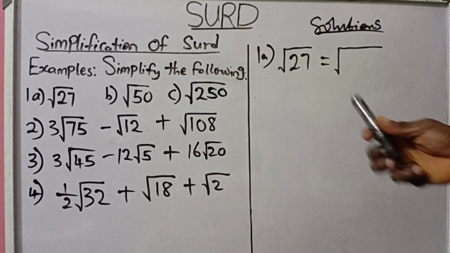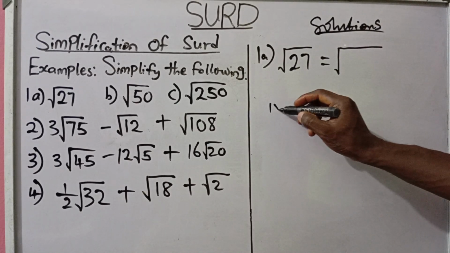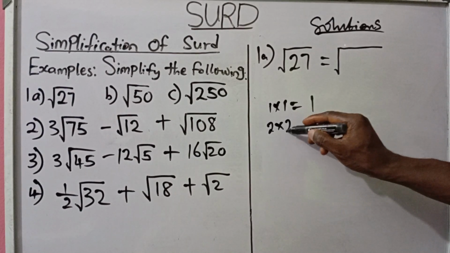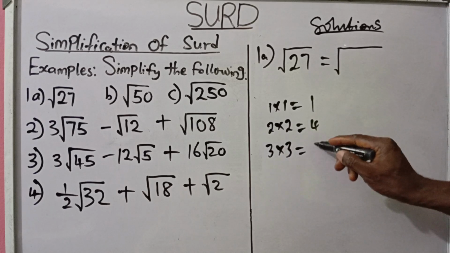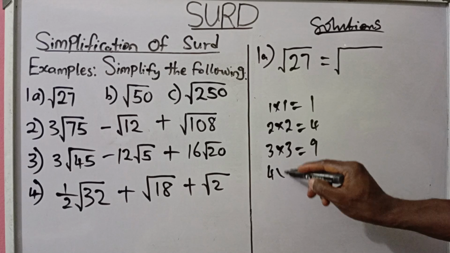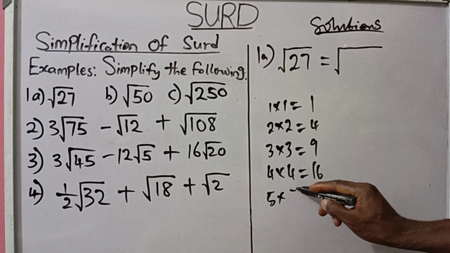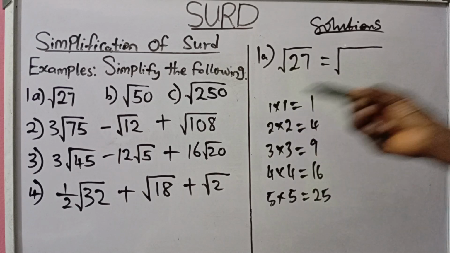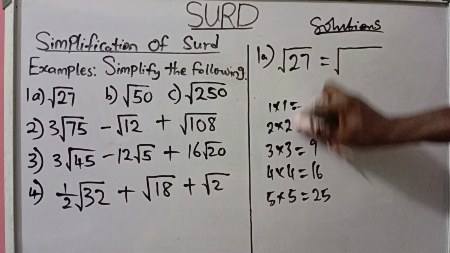How do we get a perfect square? When you multiply a number by itself, it will give you a perfect square. For example, 1 multiplied by 1 is 1. 1 is a perfect square. 2 multiplied by 2 is 4. 4 is a perfect square. 3 multiplied by 3 is 9. 9 is a perfect square. 4 multiplied by 4 is 16. 16 is a perfect square. 5 multiplied by 5 is equal to 25. So any number that appears here, when you multiply a number by itself, is known as what? A perfect square. So such can be determined inside the square root.